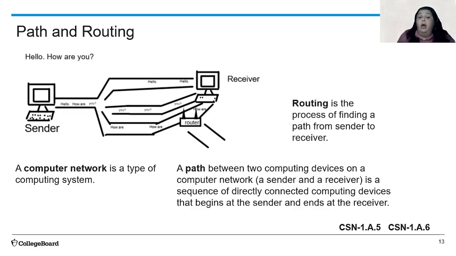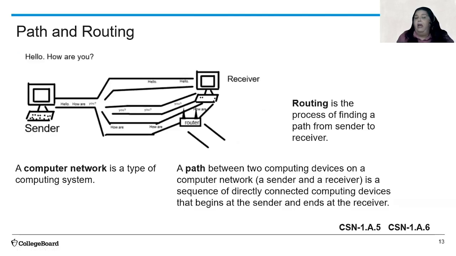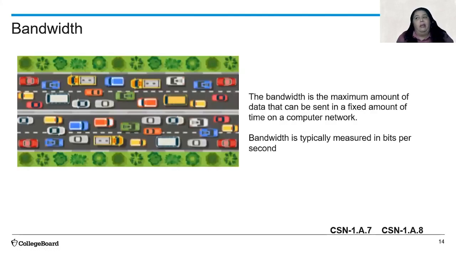The path is the path that the message will take between two computing devices, and the router helps find the path. It's like over here. But we talked about path and routing. Let's talk about getting on that path and what it looks like. And sometimes that path gets pretty inundated.